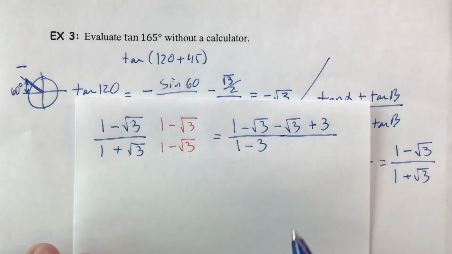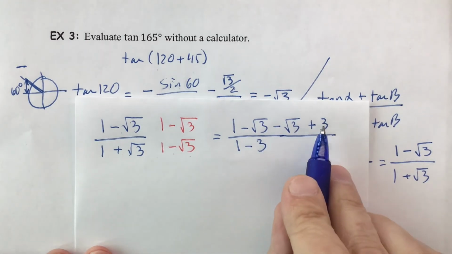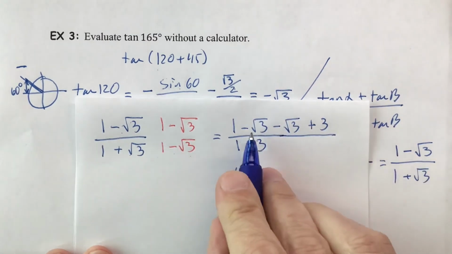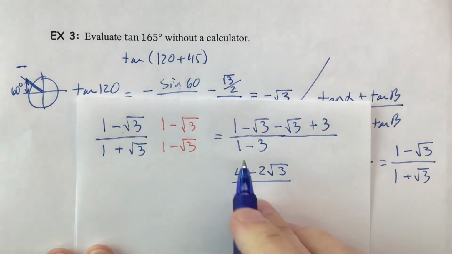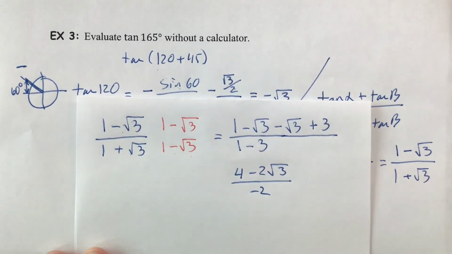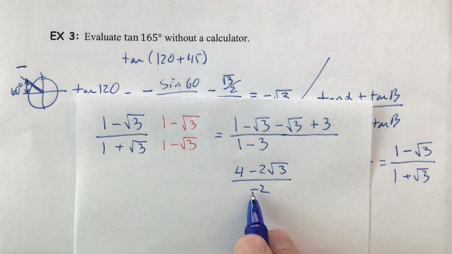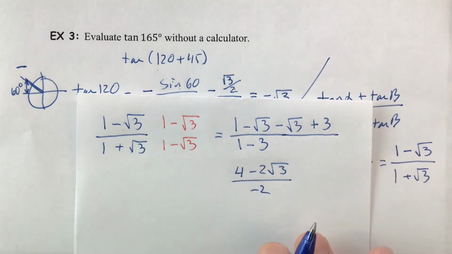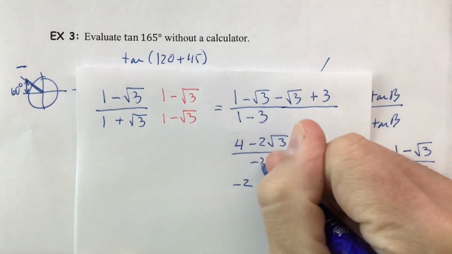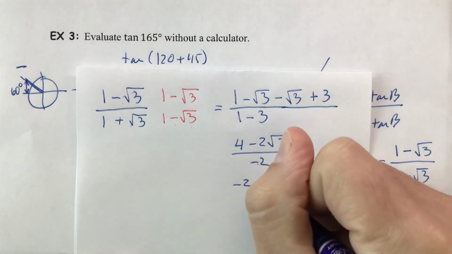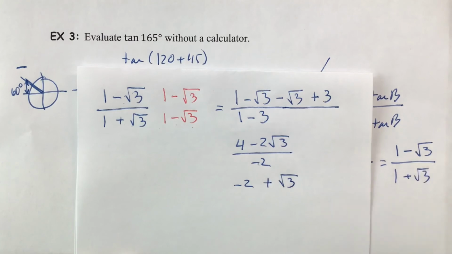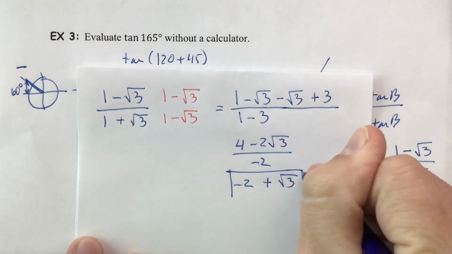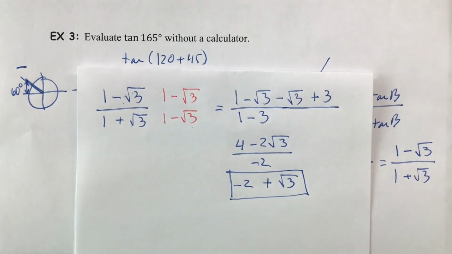All right, regrouping everything that we've got. 3 and 1 is gonna give you 4. These are gonna give you minus 2 square root 3. The bottom is gonna give you a negative 2. And then we can reduce by a factor of 2. In fact, we can reduce by a factor of negative 2, and that will give us negative 2 for the 4 and the negative 2. These will sort of cancel out, but you're gonna say plus the square root of 3. And that would be equal to the tangent of 165.